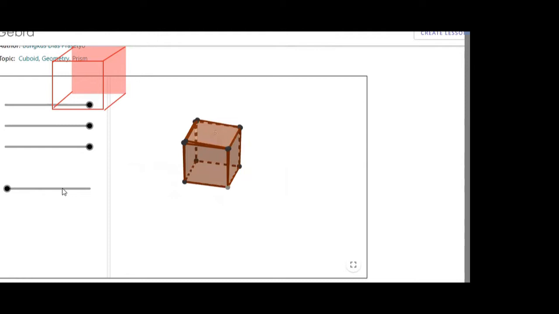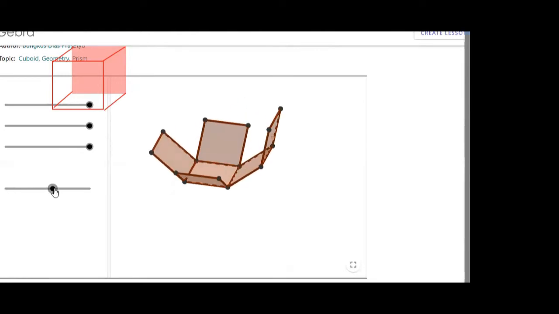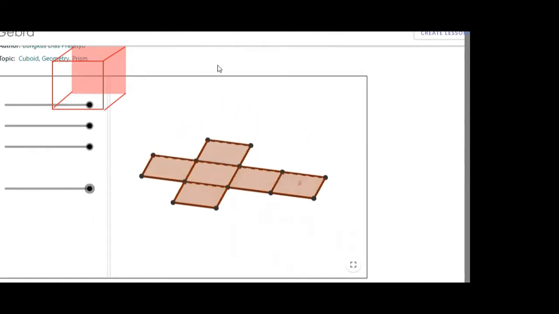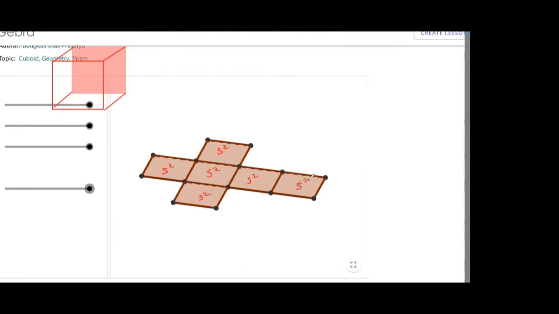See, I have also made a cube, since it is difficult to imagine how the opening is happening. Since you have said that the cube is made up of squares, each face is a square. What is the area of this particular square? Area of a square is side times side, side square. Each face is side square. So if I add them for the total surface area, what will be the formula?